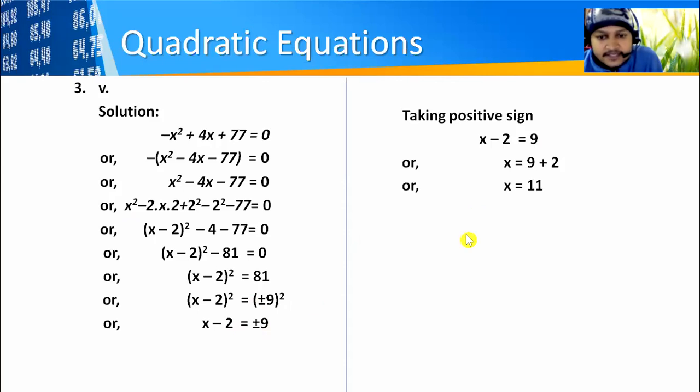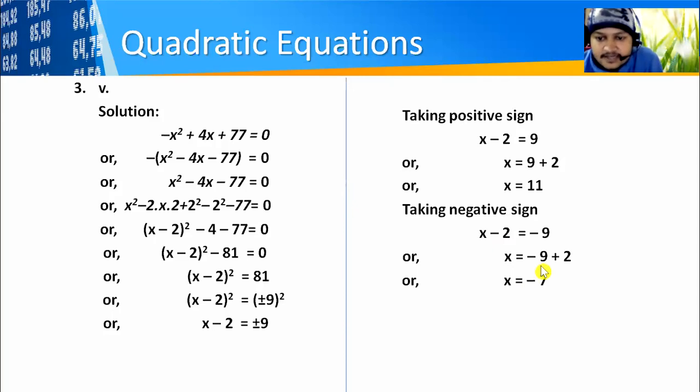Similarly, if we take the negative sign, then it will be x minus 2 is equal to minus 9. Now take this minus 2 to the right side, it becomes plus 2. X is equal to minus 9 plus 2. Then it will give us x is equal to minus 7, because minus 9 plus 2 is minus 7. So in this way, we get two values of x, that is 11 or minus 7. These are our required answer. Is there any confusion in it? No, sir. So if there is no confusion, let's move to the next one.